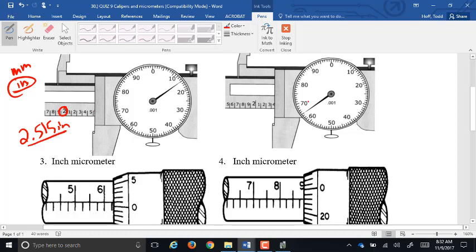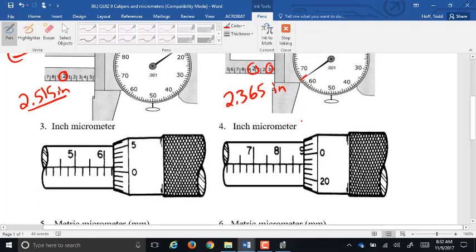Over here, 2.3, and then 65 comes off the dial, so 2.365. The micrometers.